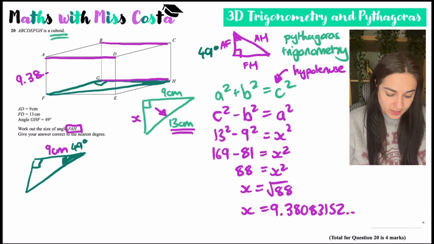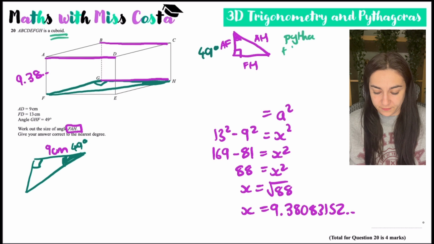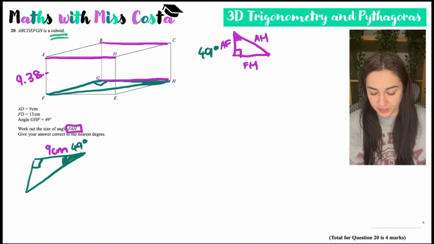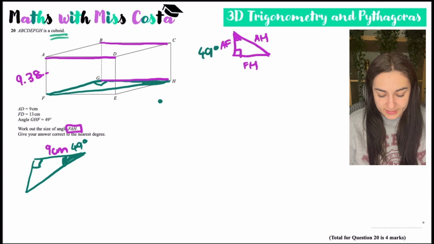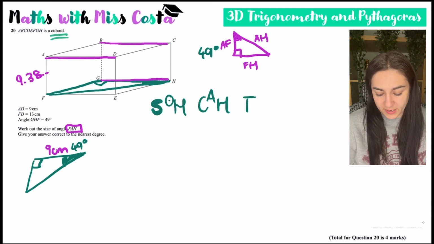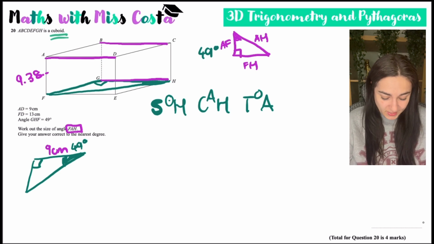So we have an angle, we have a side, and we're trying to figure out a third side. So we're going to use trigonometry. So I just write out SOHCAHTOA, just to remind me, because there's just so much going on in exam questions. Just do it, it's helpful.